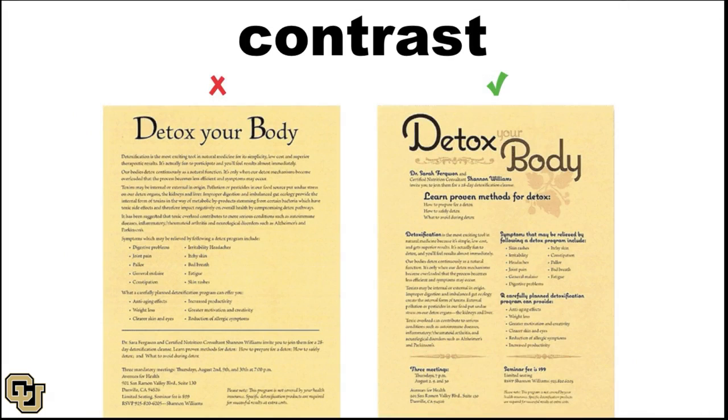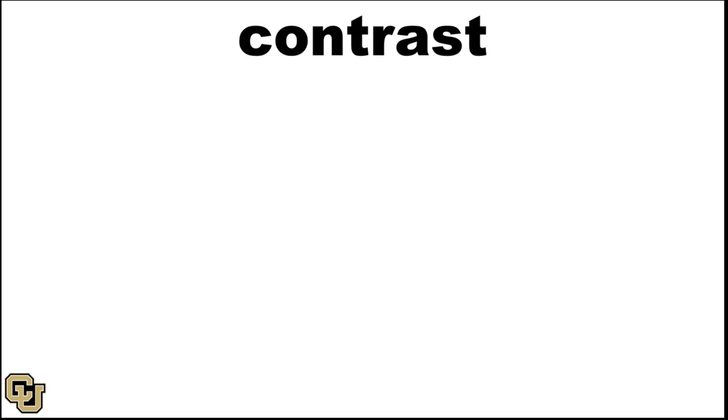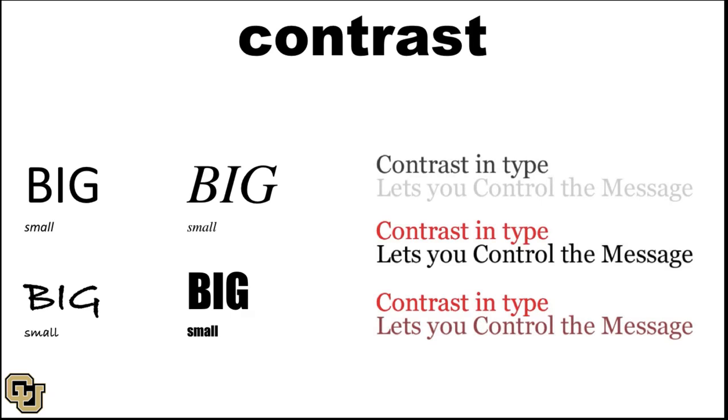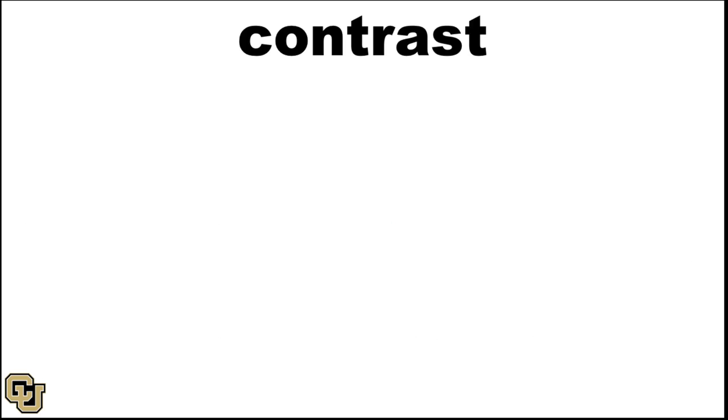Changes in type alignment can create contrast, as does type spacing, such as extreme kerning, which is the space between letters in headlines. Playing with the size of big and small elements of the same type or different colors of the same type can also create contrast. Contrasting white space is another method to help control the message by using contrasting type.